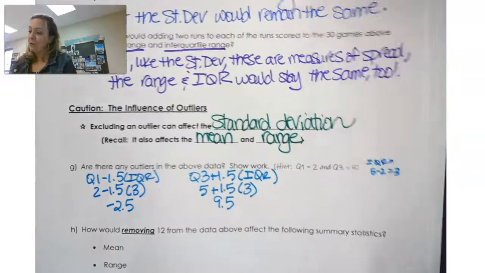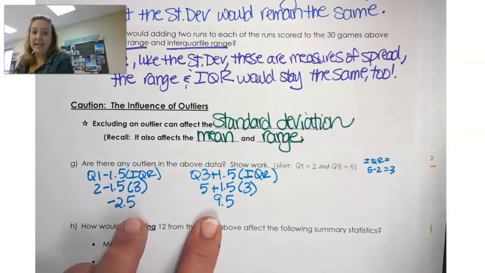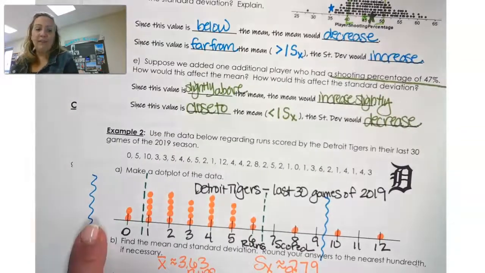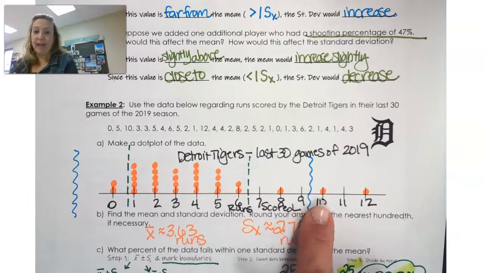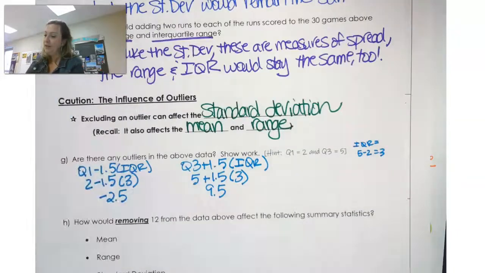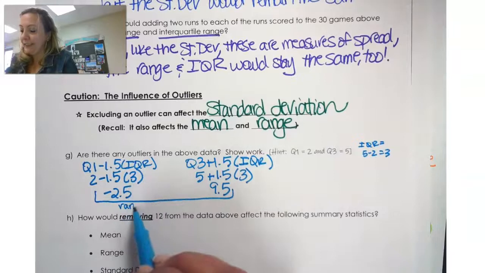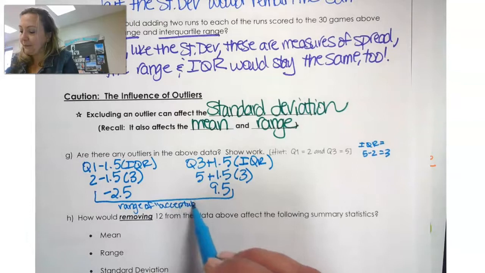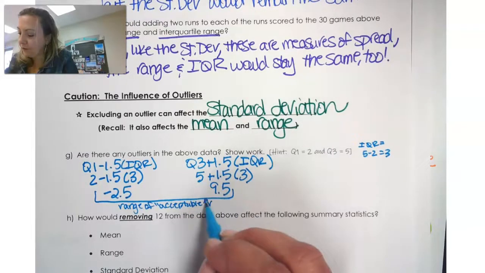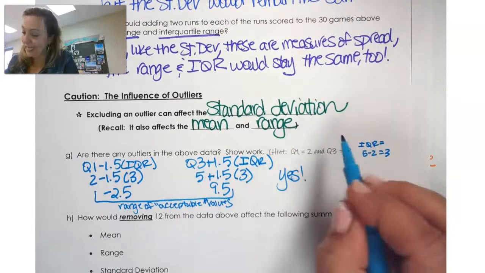Looking back at that data, do we have any values that are outside of that range? Well, we don't have any values less than negative 2.5, but we do have 2 values bigger than 9.5, 10 and 12. So again, remember that this represents a range of acceptable values that are not outliers. And so what that means is that we do have outliers of 10 and 12.